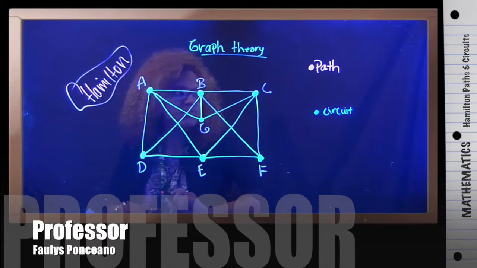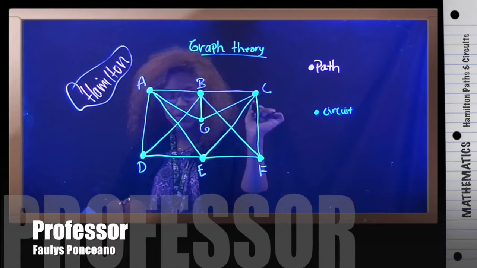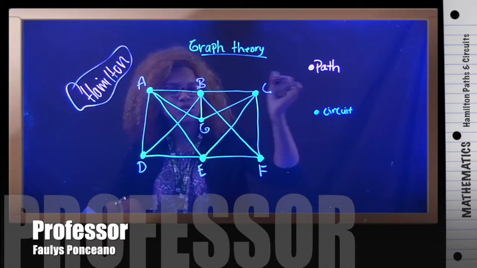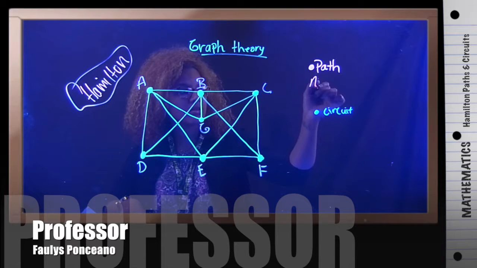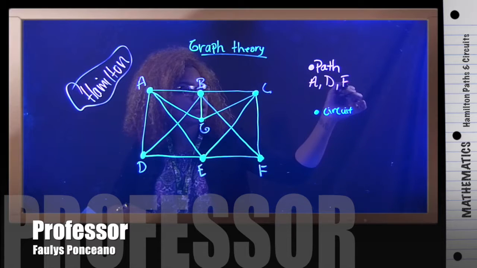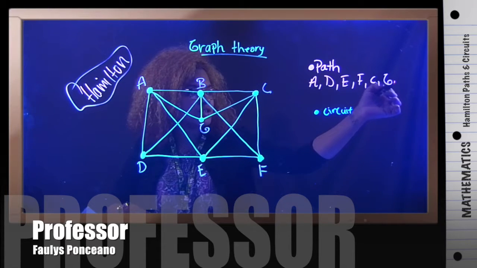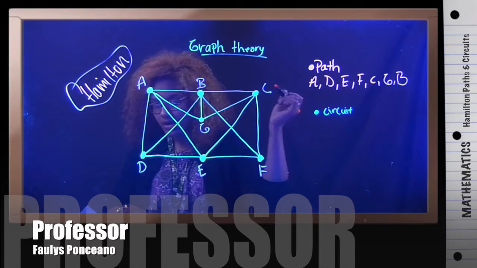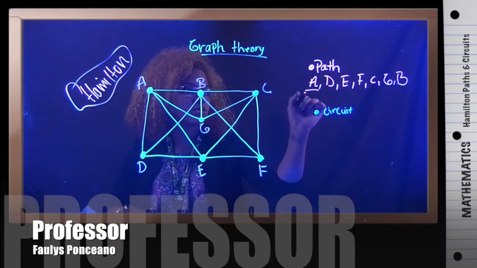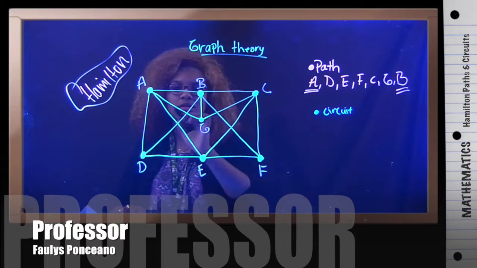Okay? So I'm going to look for a path. I'm going to trace it with this marker. So we have found that. I'm going to use, let's write it first here. I'm going to go from A to D to E to F to C, G, and B. My directions were to start at A and end in B. And yes, now let's see how it looks in the graph.